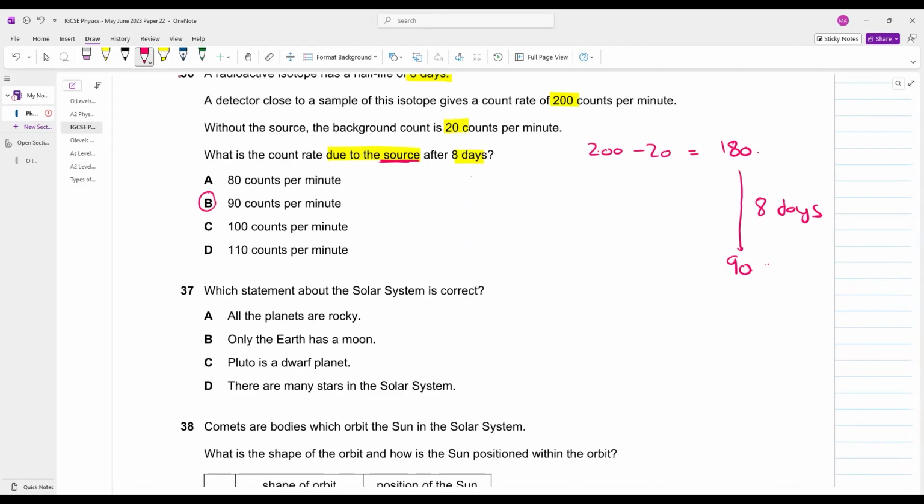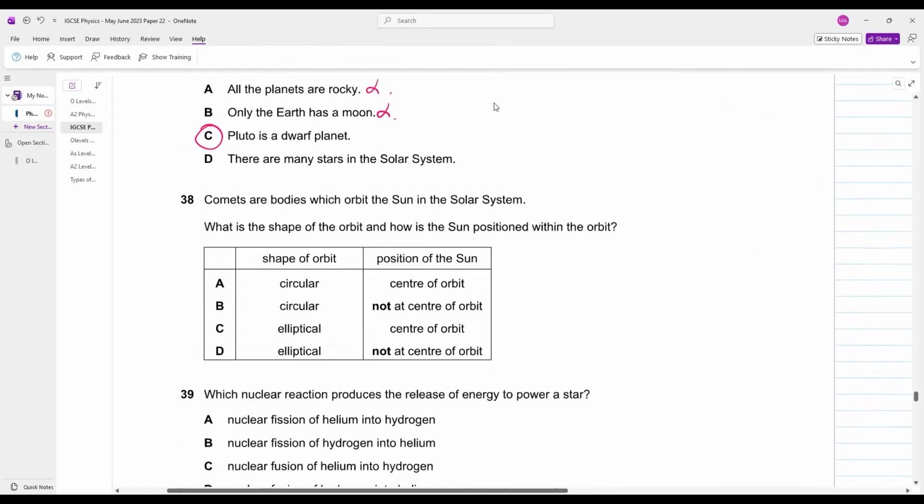Which statement about the solar system is correct? All planets are rocky? No. Only the Earth has a moon? No. Pluto is a dwarf planet? Yeah, that's correct. Comets are bodies which orbit the sun in the solar system. Comets का shape of orbit क्या होता है? Elliptical. A और B cancel out. And sun is not at the center.